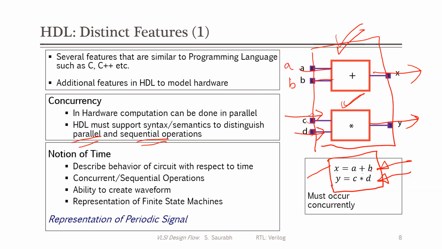The other is a notion of time. You describe the behavior of a circuit with respect to time, and you can distinguish between concurrent and sequential operation. This is also related to time, right? And then you should have the ability to create a waveform and a representation of finite state machines. These kinds of things, representation of finite state machines, can be done in traditional programming languages also, right? But the features in hardware description languages are much richer to represent finite state machines and so on, right?